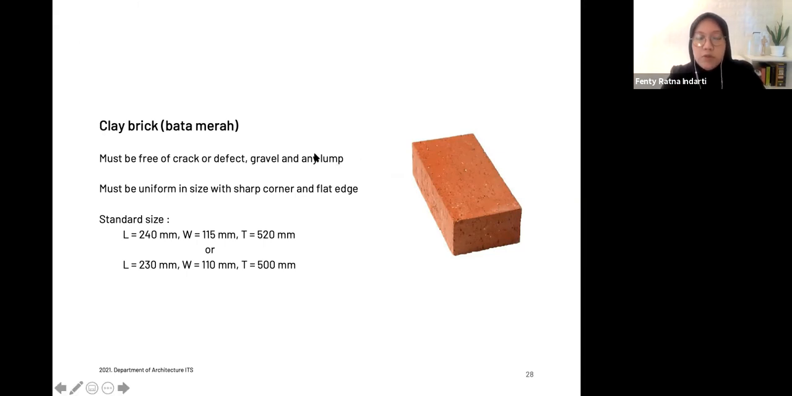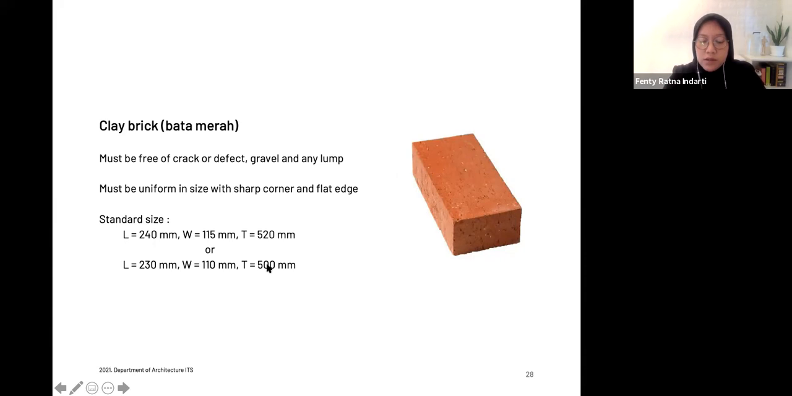Again, if you want to use clay brick, you have to check whether it has cracks or defects. Defects can be a very smooth crack inside, or maybe the edge is not sharp anymore, or maybe there is a lump because of gravel or other materials, because it's made from clay. It must be uniform in size with sharp corners and flat edges, the sharpest ones, even though it's hard to find really accurately sharp corners or flat edges in a common brick. And then the standard size is this.